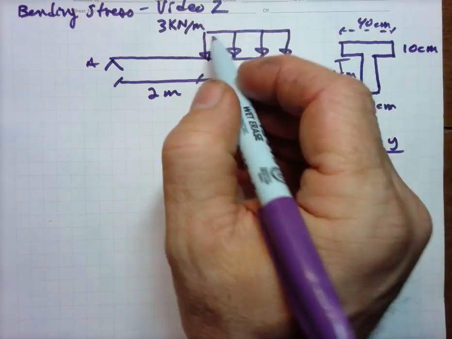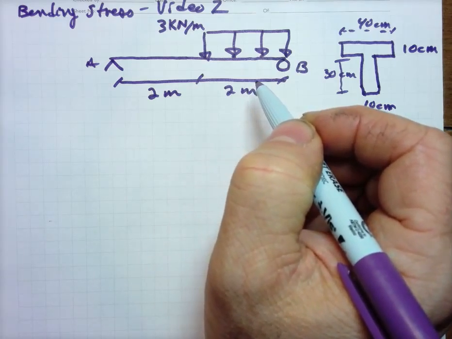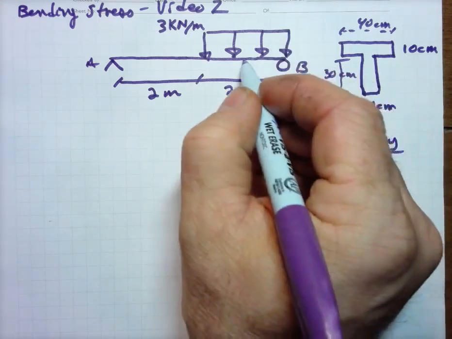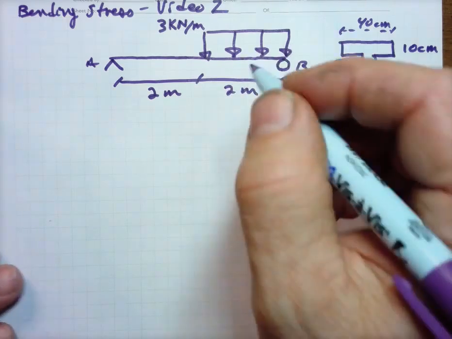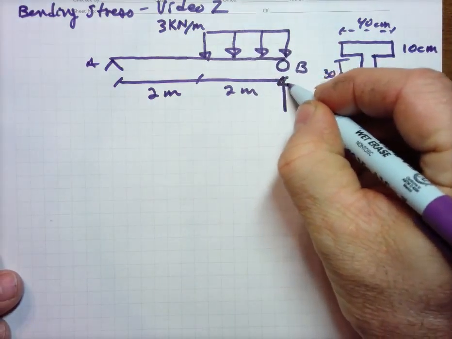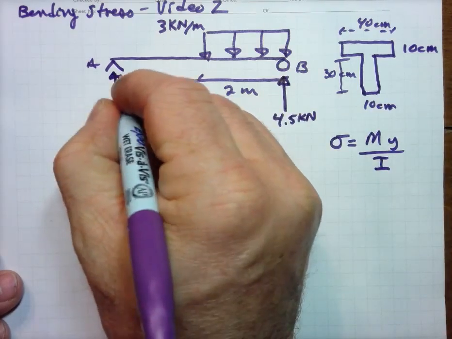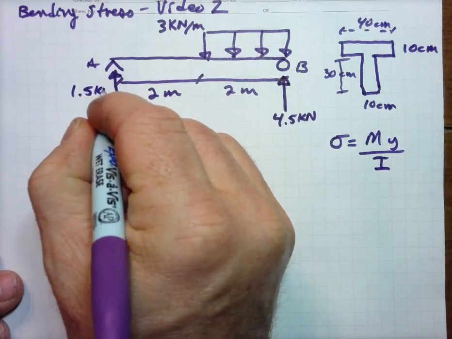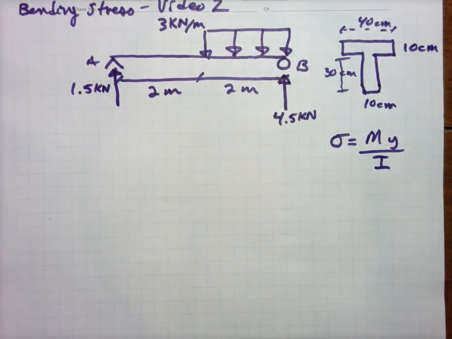If you do the reactions, 3 kilonewtons per meter times 2 meters will give us 6 kilonewtons. And if you sum the forces in the Y and sum the moments, you will get that 4.5 kilonewtons act up here, and 1.5 kilonewtons act up there. If you want the practice, I would suggest that you press pause and sum the forces in the Y and sum the moments about any point to do that math. It would be a good thing to do.